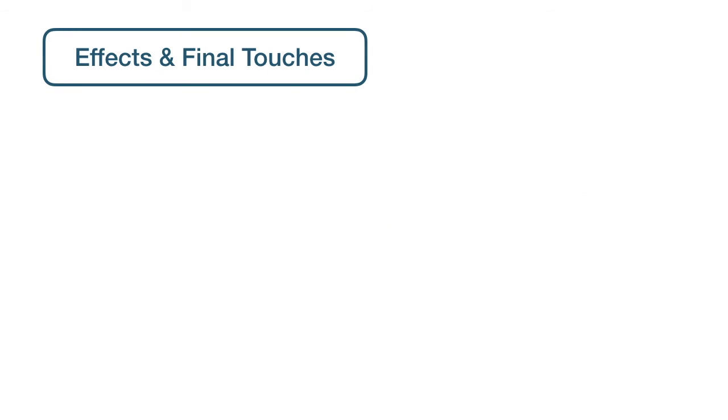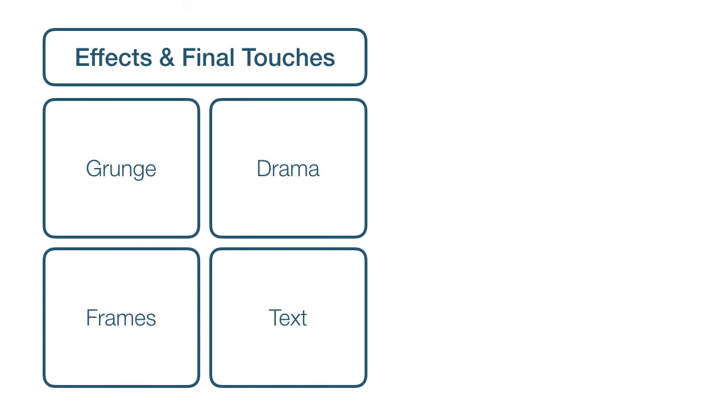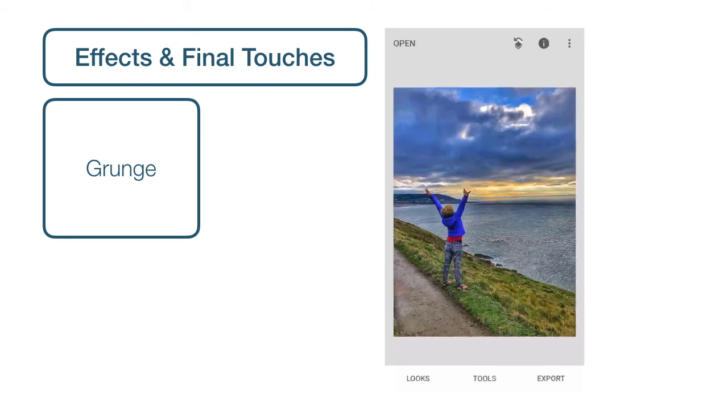Once we've worked our magic with the style tools, we can start to get really creative using the effects and finishing touches tools. The effects tools can transform your photos into works of art, and the final touches tools can add another dimension of creativity to your final image. Of these, the tools I use most often are grunge, drama, frames, and text. So let's start with grunge.